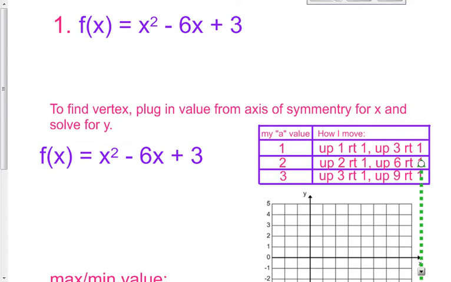We're going to put into practice the terms that we learned from the last video lesson and are now going to apply them to an actual problem that we're going to graph. So for number one, f of x equals x squared minus 6x plus 3.